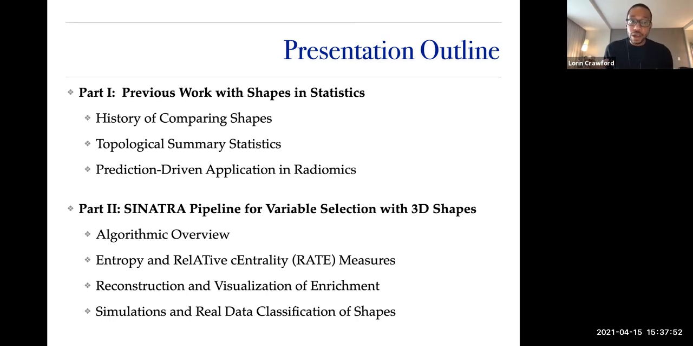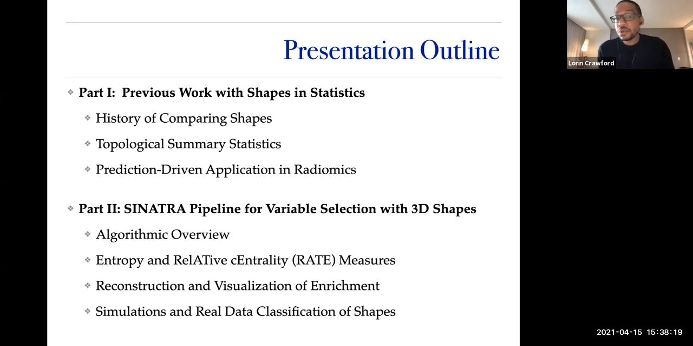And then we'll talk about how we take 3D objects of different classes. What we want to do is identify almost structural fingerprints of these shapes that describe the variation between these two groups as a way to do variable selection. We'll talk about how we take these shapes, turn them into topological summary statistics, do variable selection on those summary statistics, and then reconstruct the shapes to see visual enrichment of structural fingerprints of these different phenotypes.